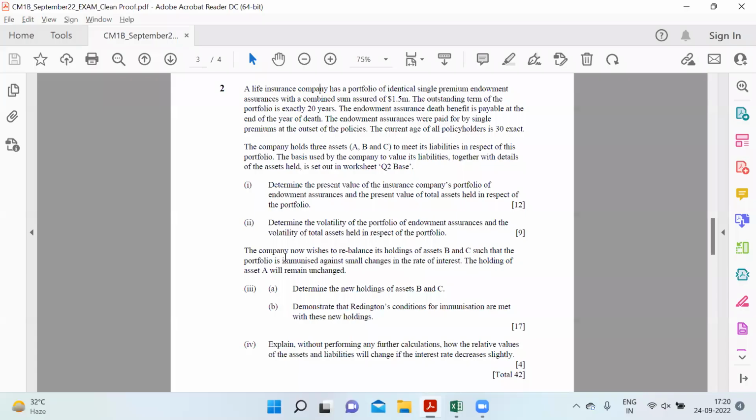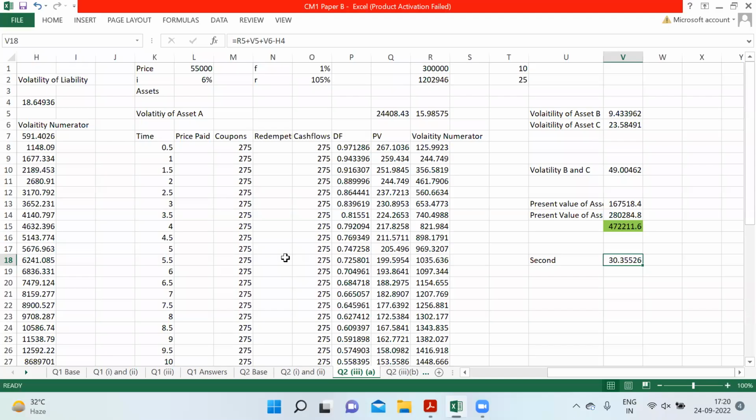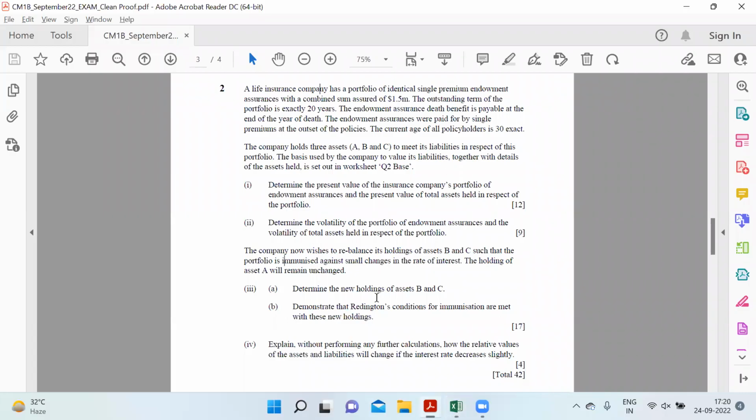Then we have been told that the company now wishes to rebalance its holding of assets B and C such that the portfolio is immunized against small changes in the rate of interest. The holding of asset A will remain unchanged. Determine the new holdings of asset B and C. So it is mostly the time of these holdings that has to be changed rather than the amount, because the amount does not affect the volatility so much. There's a difference in volatility.